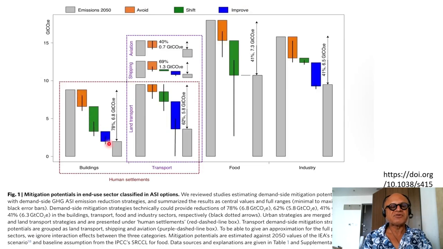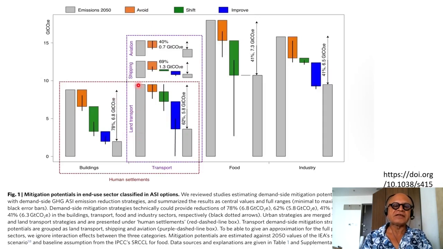So in the building sector, you can see that the estimated emissions are up here in gigaton CO2 equivalent of about 9 or so in 2050, and avoid takes out a chunk of it. Shift has a much larger chunk, and the improve part has a bit of contribution, and this is a total contribution of 78% or 6.8 gigaton CO2 equivalent in the building sector from the ASI approach.